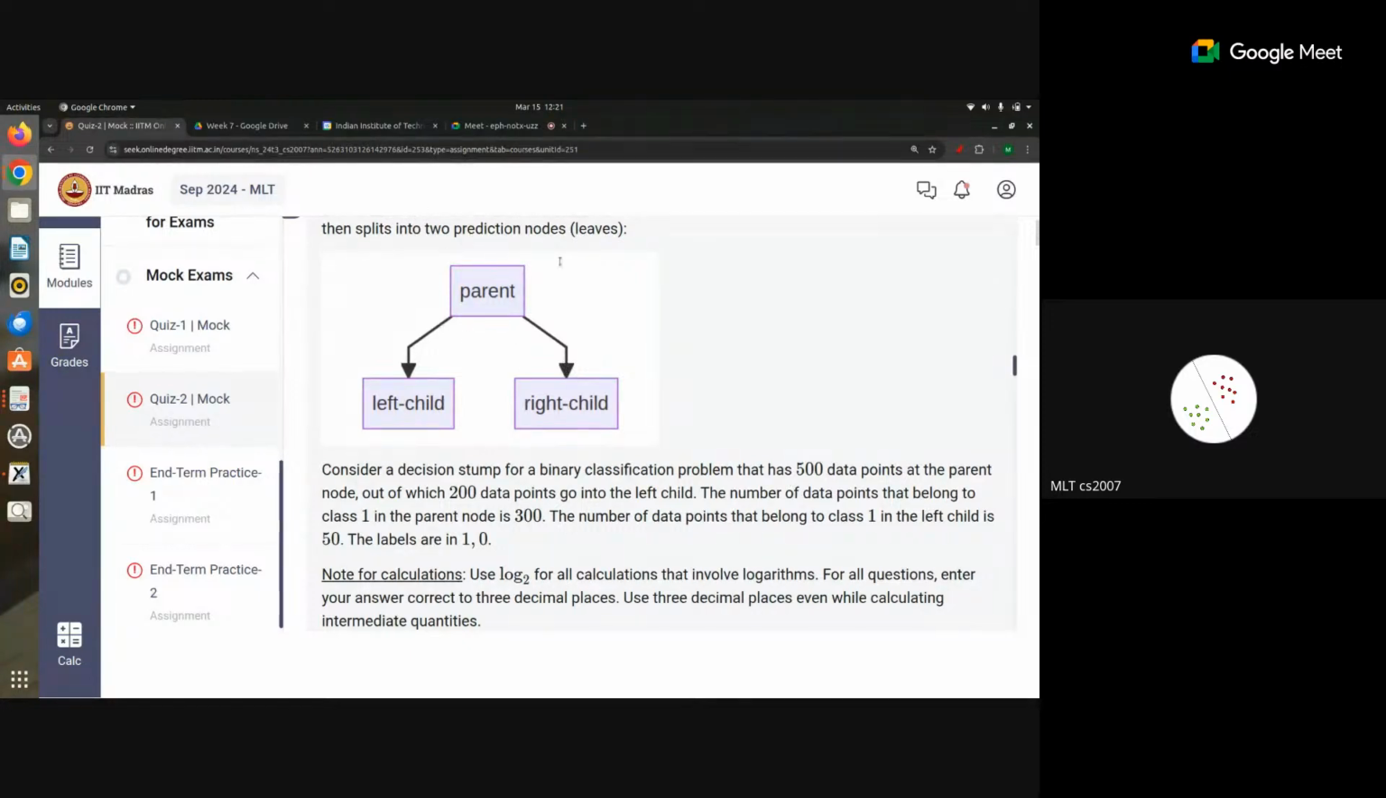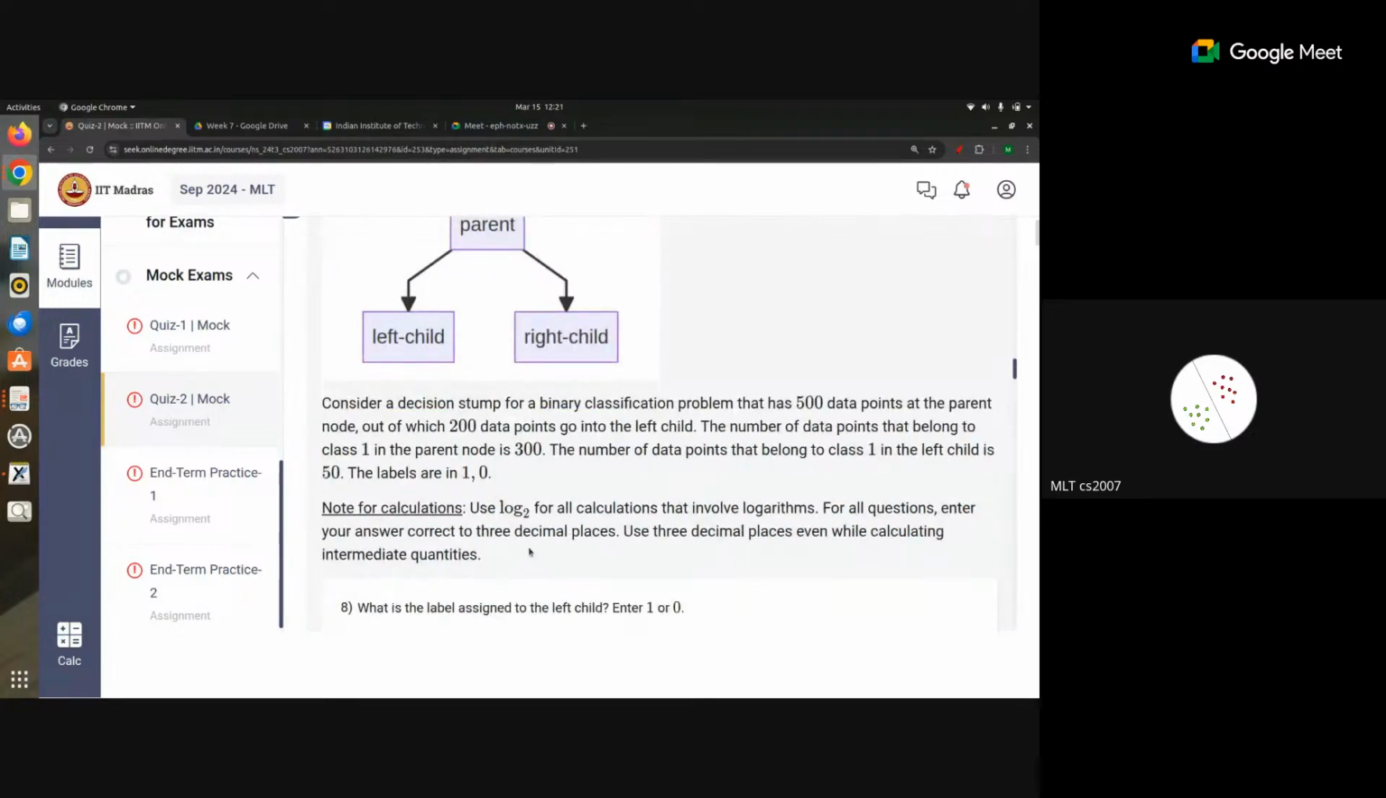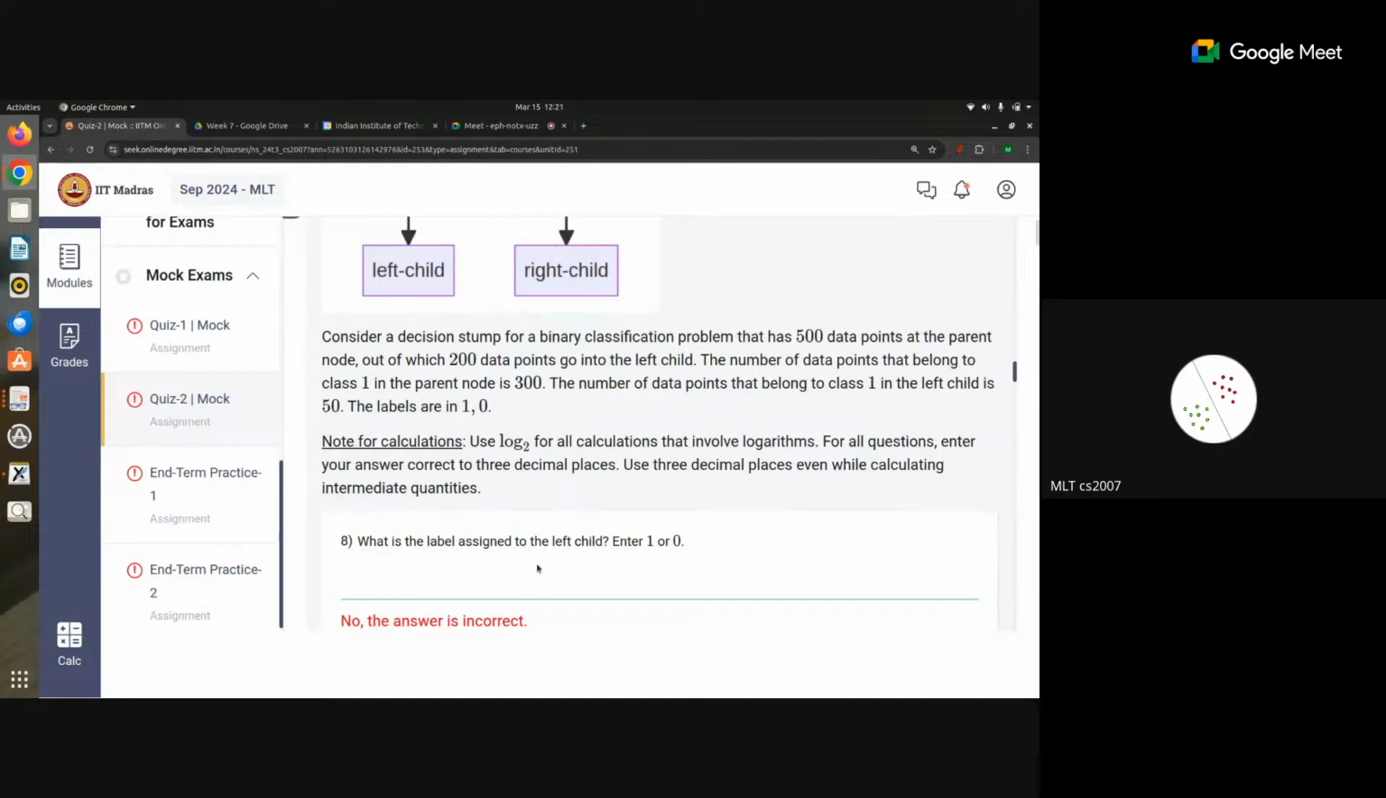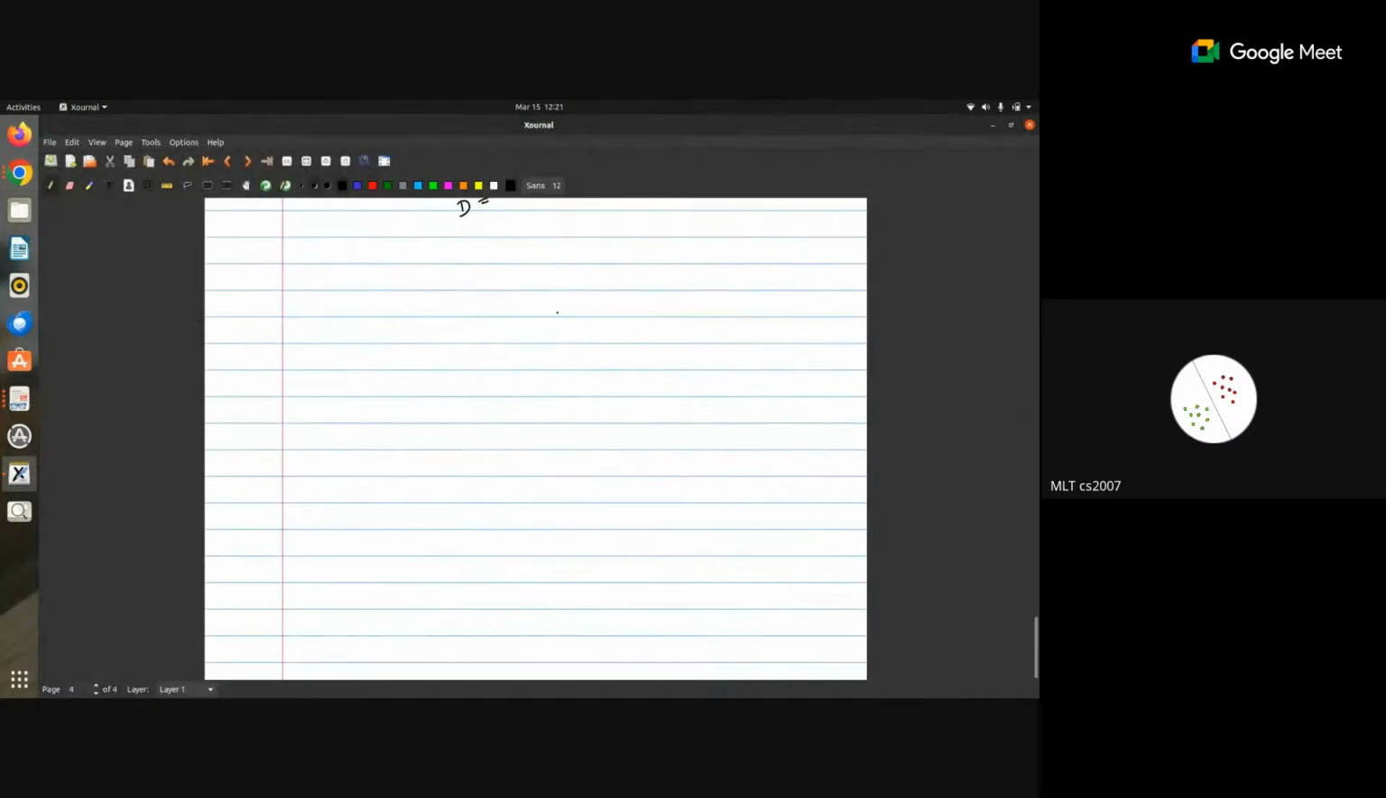So you have 500 data points here, out of which 200 go to the left one, and definitely 300 will go to this side. The number of data points that belong to class 1 in the parent node is 300. The number of data points that belong to class 1 in the left child is 50. The labels are 1, 0. Log to base 4. And what is the label assigned to the left child? So I will try to understand this. What is given to me here?